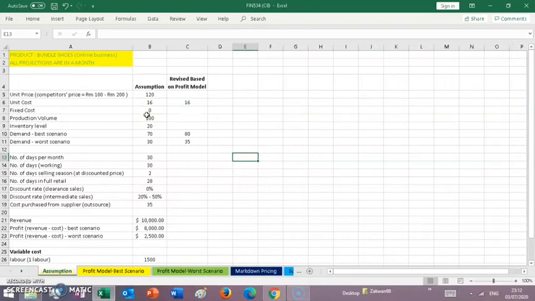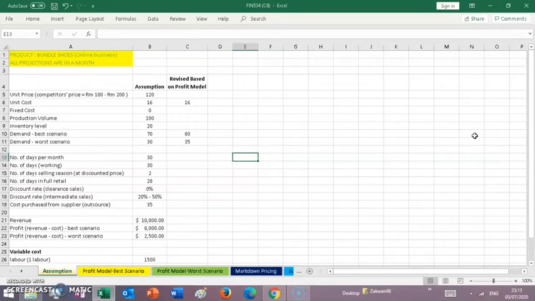The production volume I assume to be 100 for a month. Inventory for the backup is only 20 unit. Demand for best scenario I assume to be 70 unit. For worst scenario I assume to be 30 unit only. Number of day per month is 30, and number of day working for a month is 30 day too. Number of day selling season, which is at discount price, only 2 day for a month. Number of day in full retail, 28 day.